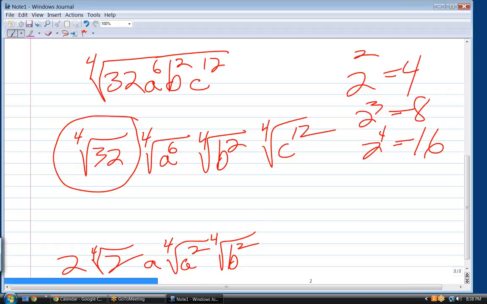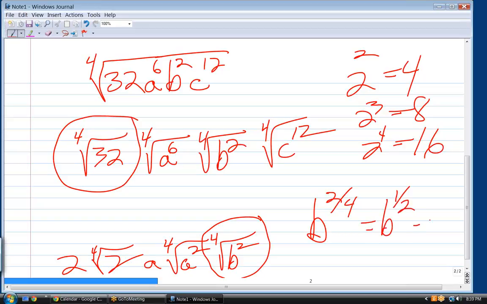It's kind of important to understand also that this is the same as this, which is the same as the square root of b. Okay? So anything that has the fourth root of something squared, we can turn that into the square root if we want to.